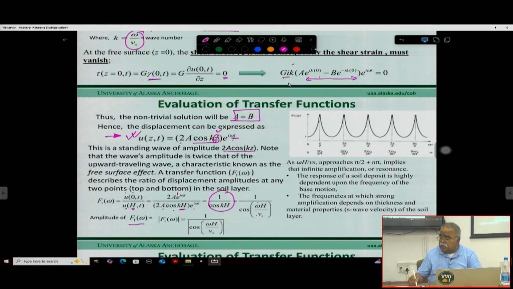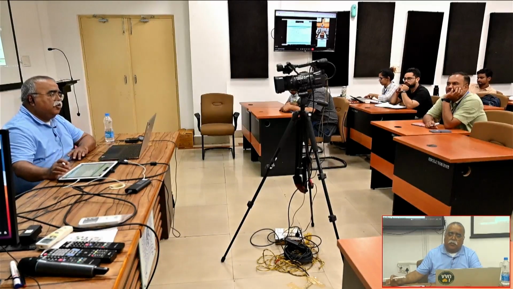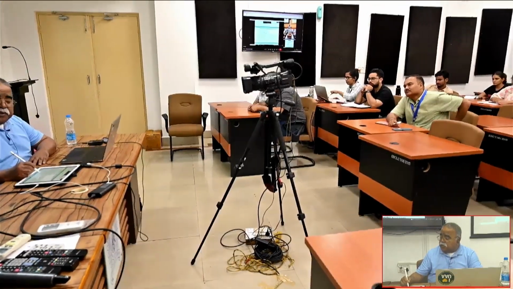Because this is your transfer function F1(omega), which is basically the ratio of the displacement at the surface to the displacement at the depth, that value equals 1 by cos kh, or 1 by cos of omega h by vs. So this is the amplitude of F1, the amplitude of the transfer function, which equals 1 by cos of omega h by vs.